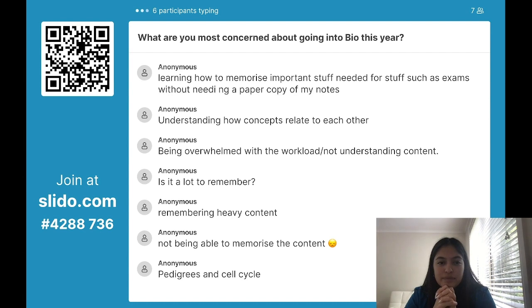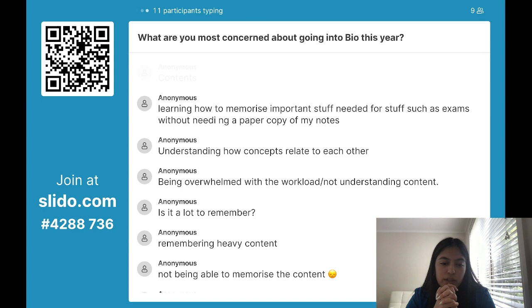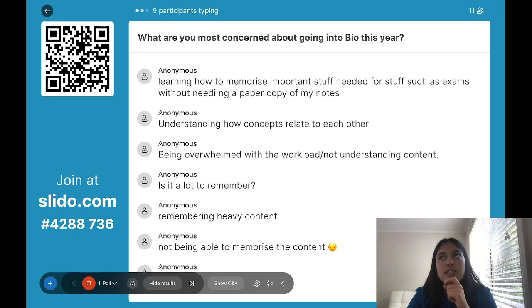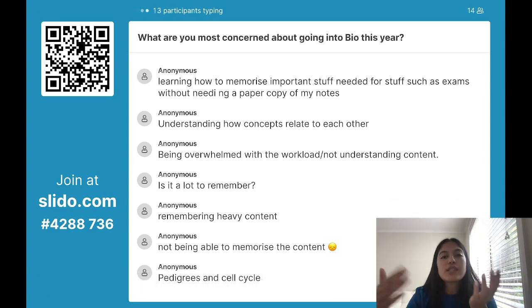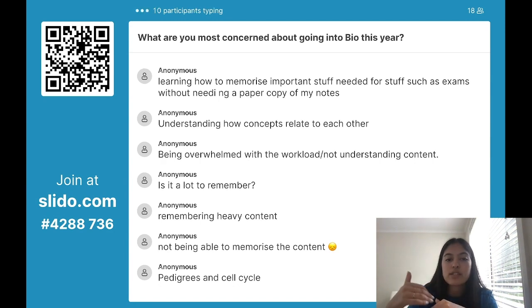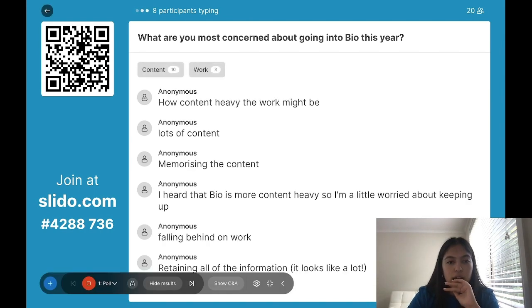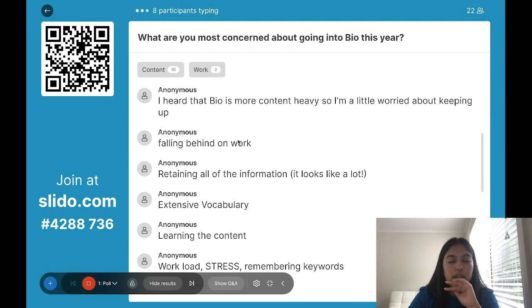Good to see a couple of things coming through. We'll go through them. Pedigrees and cell cycle, in terms of actual content. We'll cover the cell cycle today. Pedigrees we won't, but that would come in later on in the year. Some of the content will be fairly, I don't want to say easy, but easier to grasp, especially things like cells that you might have covered before. However, going into new stuff that might be a little bit more technical can be tricky. That's definitely something we'll look at today. So, a lot of stuff on content.